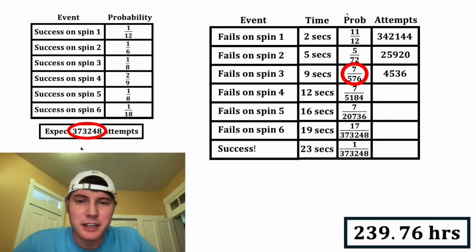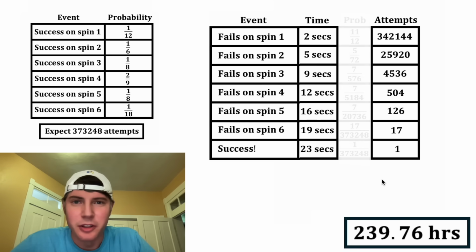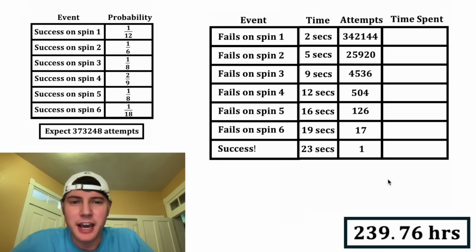And then we can do the same thing here. This times this gives us 4,536. That means that we expect 4,536 of all of our attempts to fail on the third spin. And then we can keep multiplying all of these to give us these breakouts. And then we expect one attempt out of all of these to actually succeed all the way to the end. We're kind of running out of room. We only use these probabilities to get these attempts, so we can get rid of those. Let's scoot this over and let's add another column.